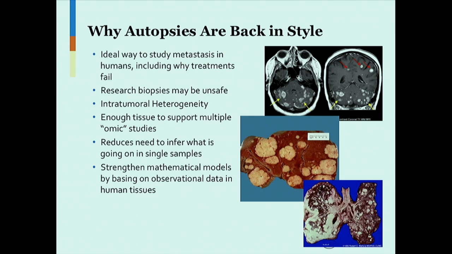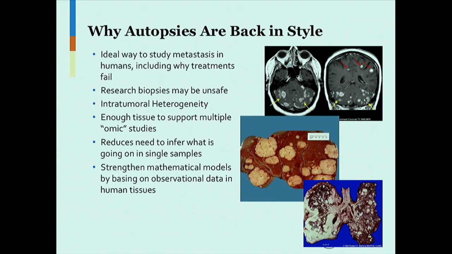And it's really an ideal way, in my mind, to study metastasis in humans. And also why treatments fail. Those two things are interrelated to each other. If treatments didn't fail, if tumors didn't metastasize and they could be controlled to where they are, then we wouldn't have such a mortality rate like we do. Research biopsies, if you want to obtain a biopsy of metastasis for research, that could be unsafe for the patient. The lesion could be located someplace that it's just not safe to put a needle.